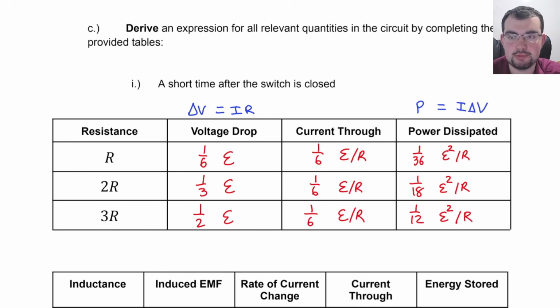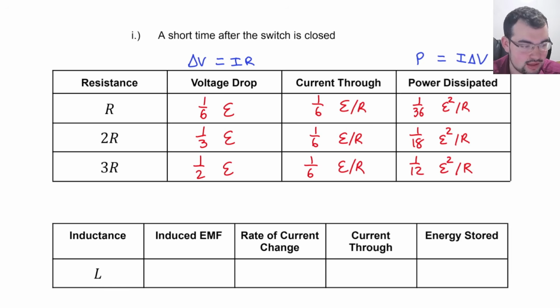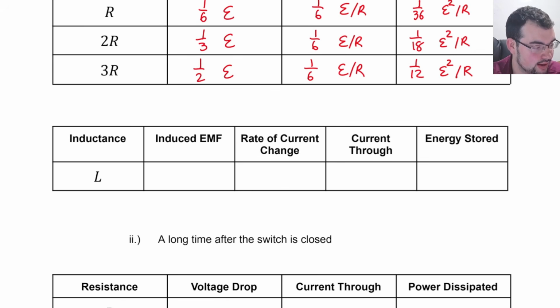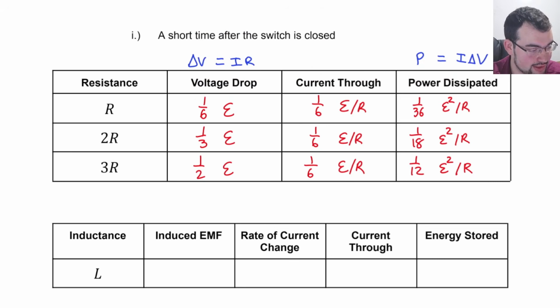And if you sum it up, the total power is 1/36 plus 2/36 plus 3/36, which is 6/36, which is 1/6 E squared over R, which is what you expect because the REQ of the circuit was 6R. Wow, quite the tongue twister.